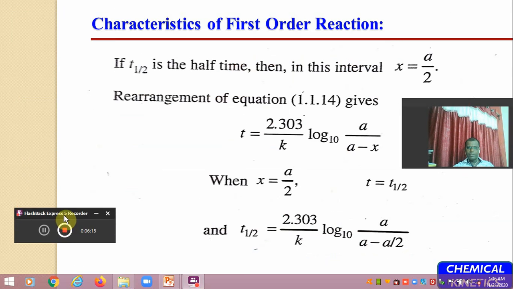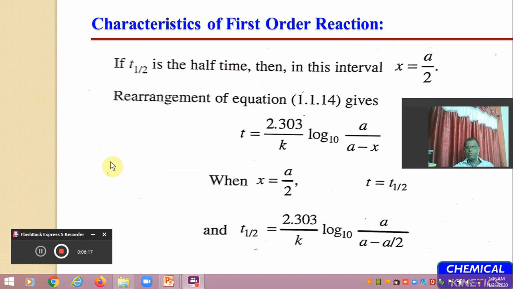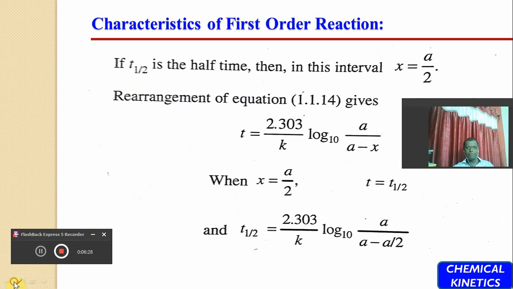Dear friends, here you can see that half-life period is the period or time in which the concentration of the reactant is reduced to half of its initial value. Suppose the half-life period of a first order reaction is indicated by t suffix 1 by 2, and you know the condition, that the final concentration of the reactant becomes half of its initial value. Its initial value is a, so x becomes half of its initial value. So x will be equal to a by 2. So this is the condition for the half-life period.